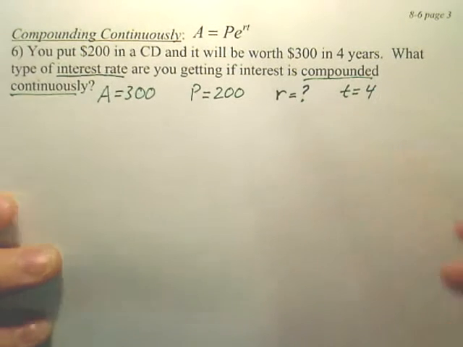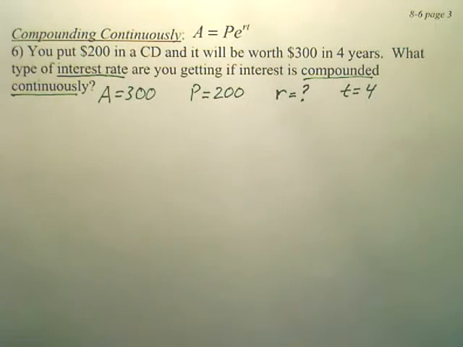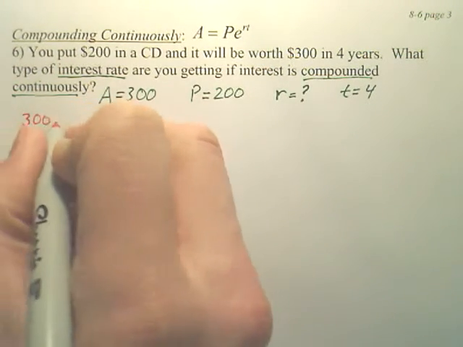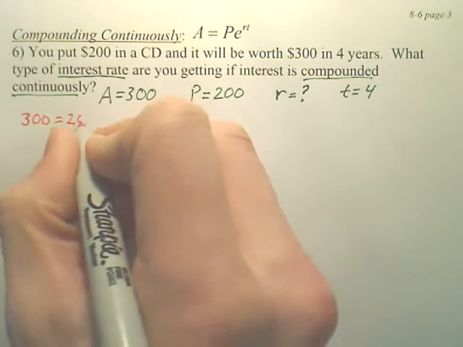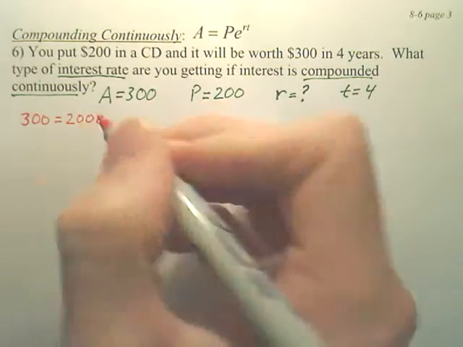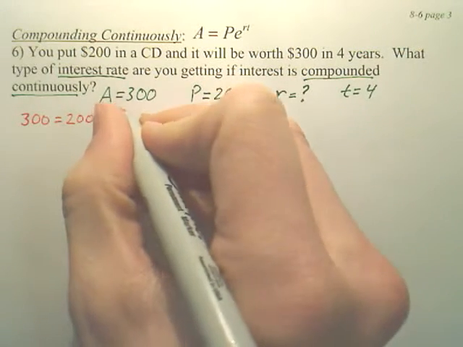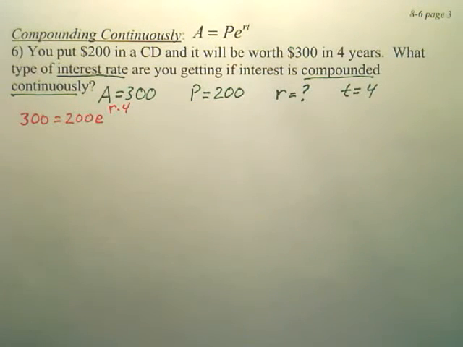Yes, it's 4 years. Now, I'm going to set up an equation. A is 300 equals P, which is 200, times E to the power of my rate, which is what I'm trying to find, times my time, which is 4 years. I'm going to solve that for R. And you would need a calculator for this particular type of problem.